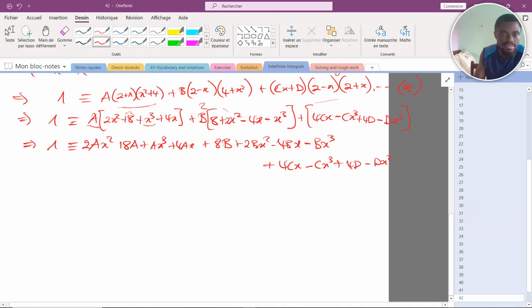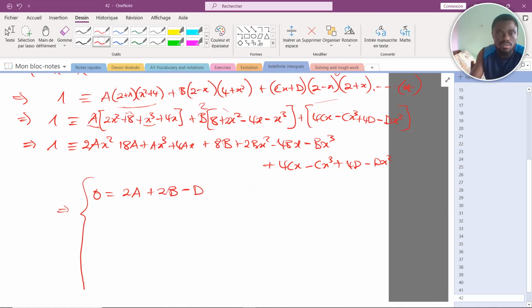Now we shall equate like terms. So we shall have the following system. Let's take terms in x squared first. On this side there's no x squared, so I'll have 0 equals 2a plus 2b minus d. Okay, these were terms in x squared. I'll call this equation 1. These were terms in x squared.